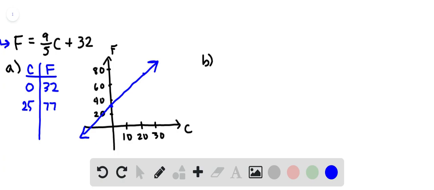In part B, we want to talk about the slope. So what's the slope and what does it represent? When you look at the equation, you can see that the slope is 9/5.